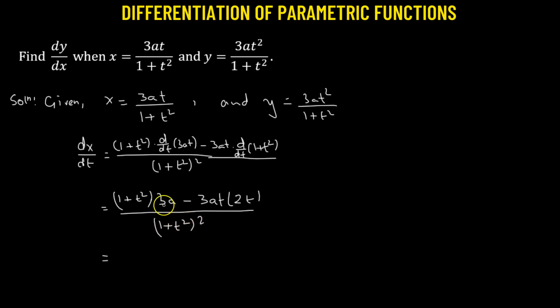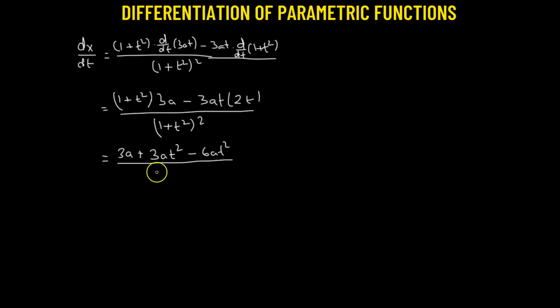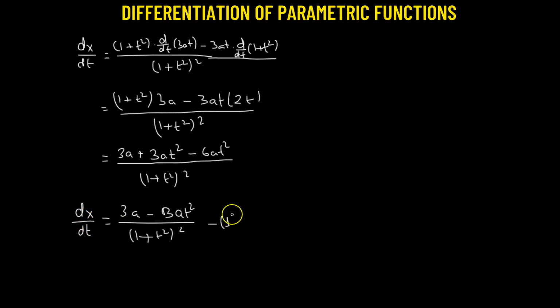So let's simplify the numerator. We have 3a multiplied by 1, so that's 3a, plus 3a multiplied by t squared, so that will be 3at squared. Minus, here 3at times 2t will be 6at squared, whole thing divided by 1 plus t squared whole squared. Or simply put, 3at squared minus 6at squared will be minus 3at squared, so we have 3a minus 3at squared, whole thing divided by 1 plus t squared whole squared. So this is the value of the derivative of x with respect to t. Let's label this as equation number 1.